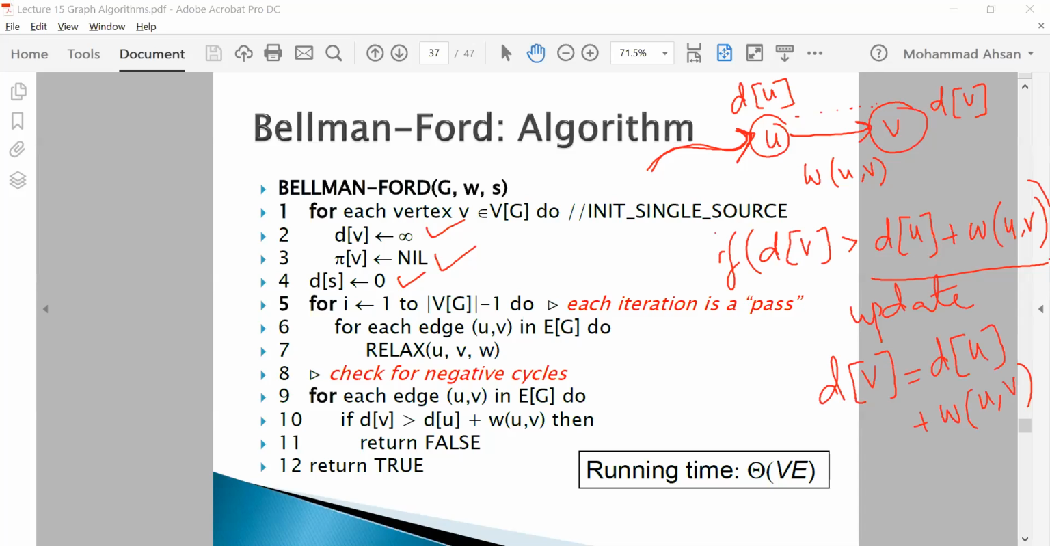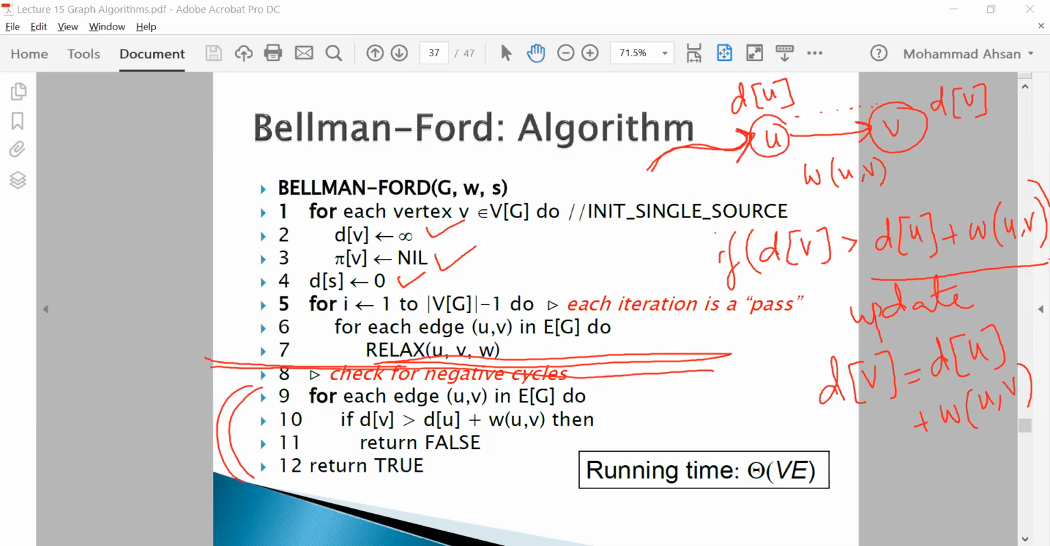So you are doing it for all the edges. So you will see that it is exhaustive. Till here I am doing an exhaustive relax on all the edges, and that updates all the vertices with the best distance possible.